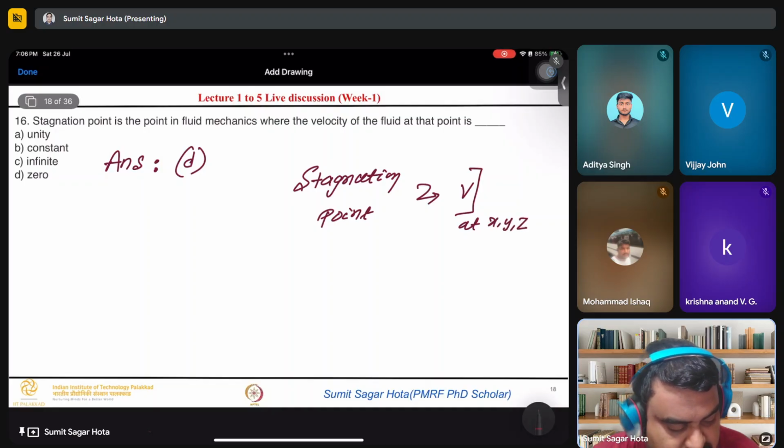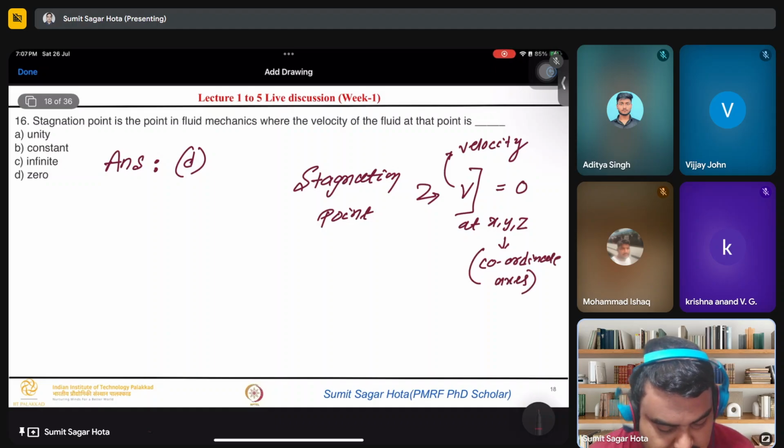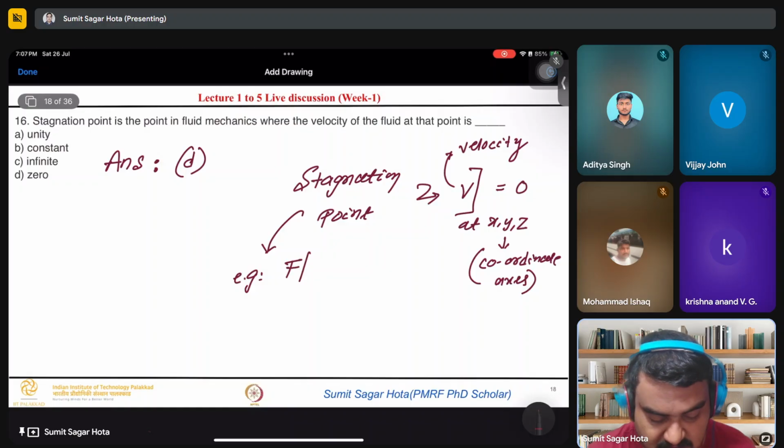X, Y or Z, any point is equal to 0. This is your velocity. So your X, Y, Z is your coordinate axis. So the example will be fluid surface. The best example is the fluid surface of the object.